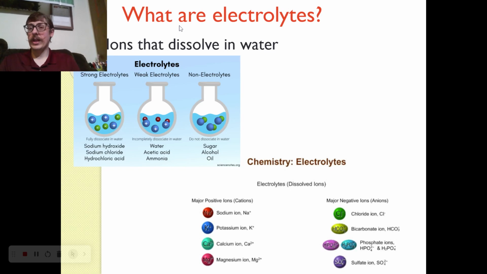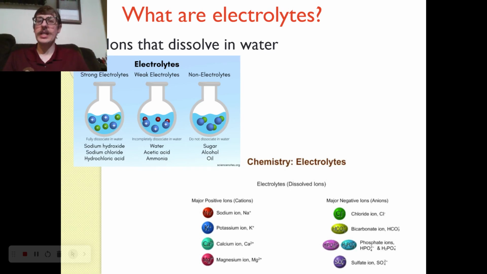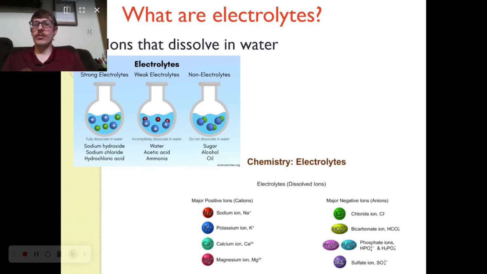So, what are electrolytes? I said that's another thing that you need in a battery. An electrolyte is just ions that dissolve in water. We've talked about ions before. That's where you've got more electrons than protons, or more protons than electrons, and something that goes into water. And like an ionic compound, when it goes into the water, it breaks down into ions.